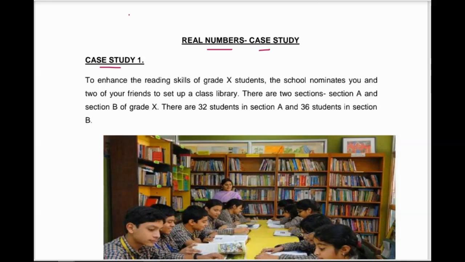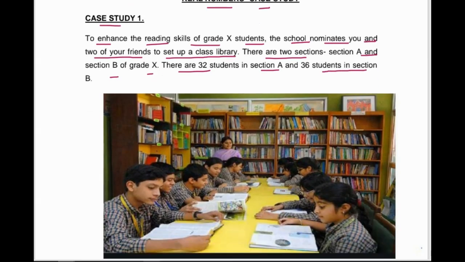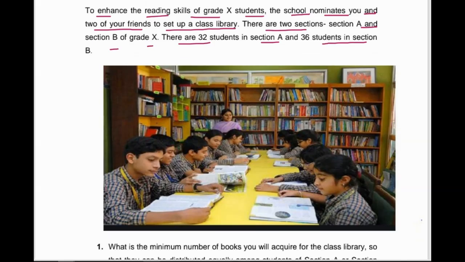So here, case study 1 says: to enhance the reading skills of grade 10 standard, the school nominates you and two of your friends to set up a class library. There are two sections, section A and section B of 10th standard, grade 10. There are 32 students in section A and 36 students in section B. So according to the situation, we have 32 students in section A and 36 students in section B.